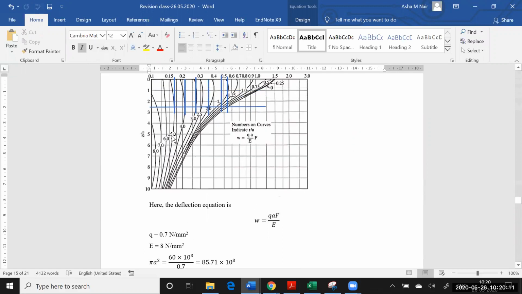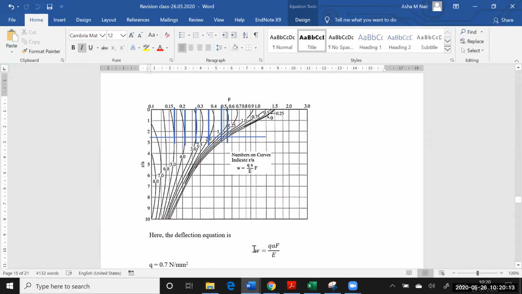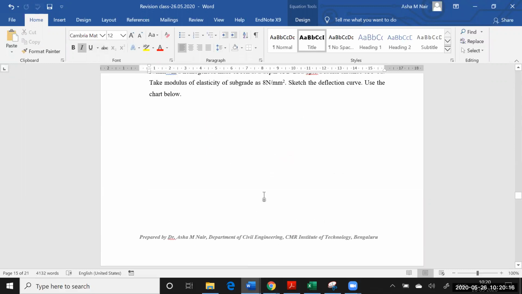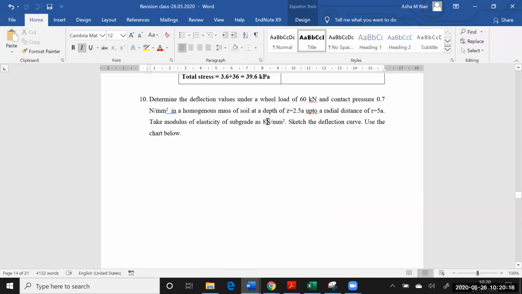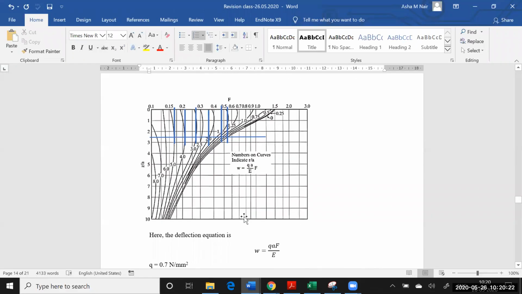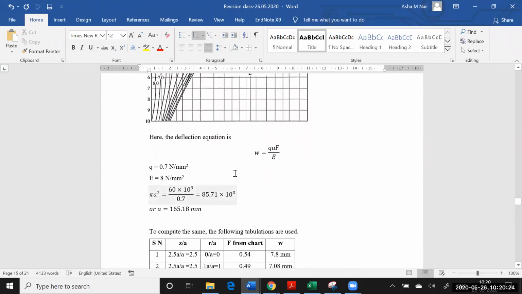If I have to get it from the graph, I mean the chart that they have provided, E value also they have given in the question. What is the value for E? E is given as 8 Newton per mm square. So I am given that also. So substitute all these things and you will be getting the value for W.